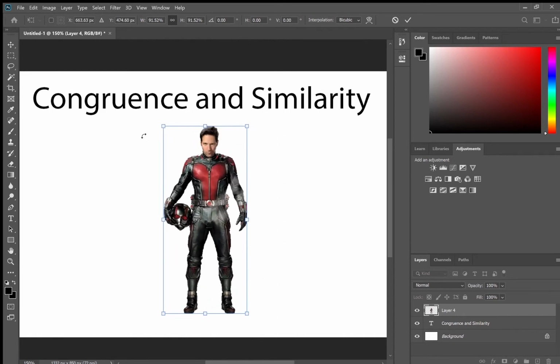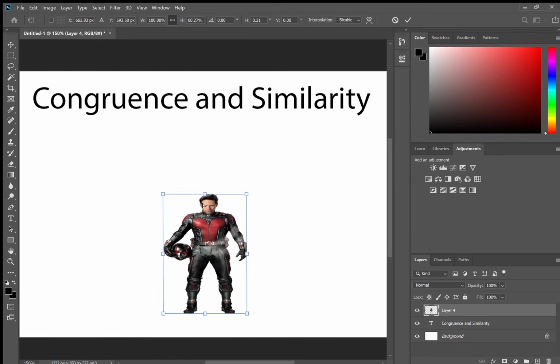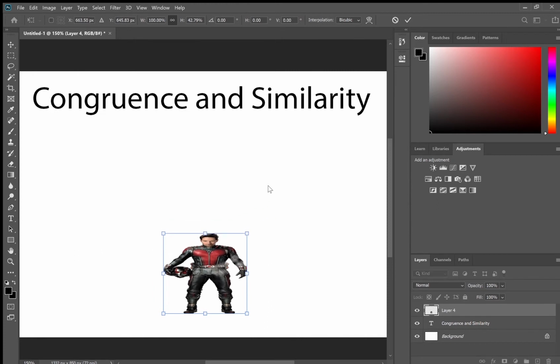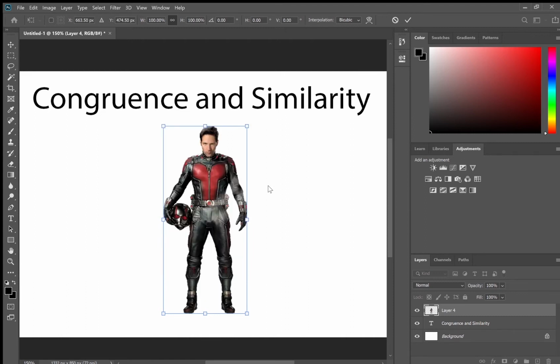Now, there are a few ways that you can dilate things weirdly and distort them so that they are no longer similar. For example, what if I was to go into the Edit menu and go down to this Distort tool? I can now cut his height in half without affecting his width. And you can see immediately this is no longer the same shape. This is no longer the same person. He has been squished and distorted weirdly.